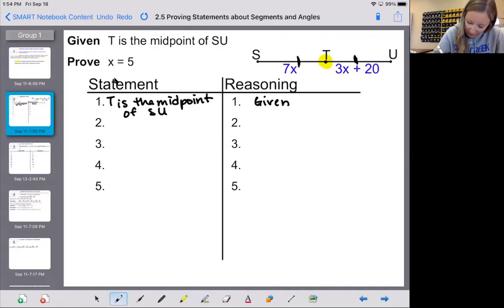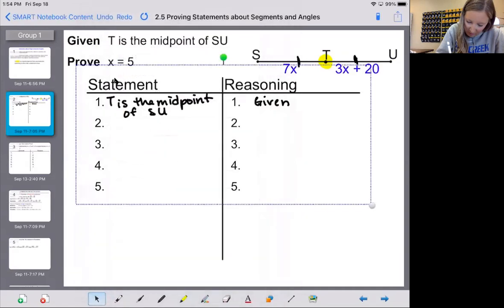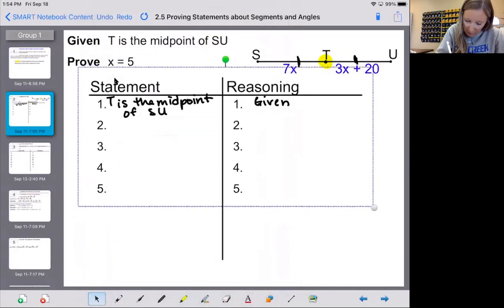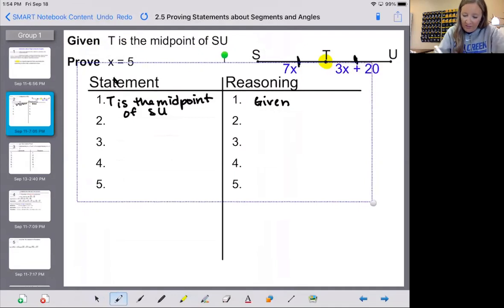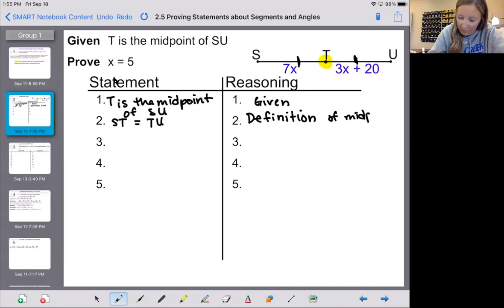So line 2 is going to say, in fact, I'm going to give myself a little bit more room here. Can I do that? Oh, no, I can't. Okay. So I'm going to say line 2 is ST is equal to TU. And again, the reason I knew that ST was equal to TU is because the two segments are equal because of T being the midpoint. That is what it means to be the midpoint. So that is the definition of midpoint. The definition of what midpoint means is what told me ST was equal to TU.